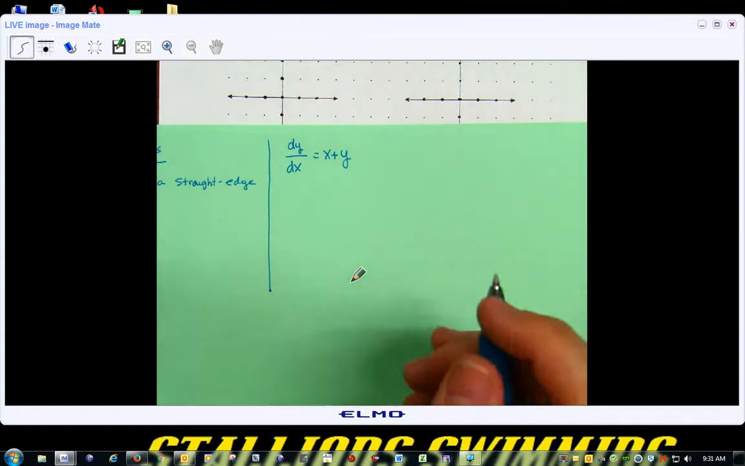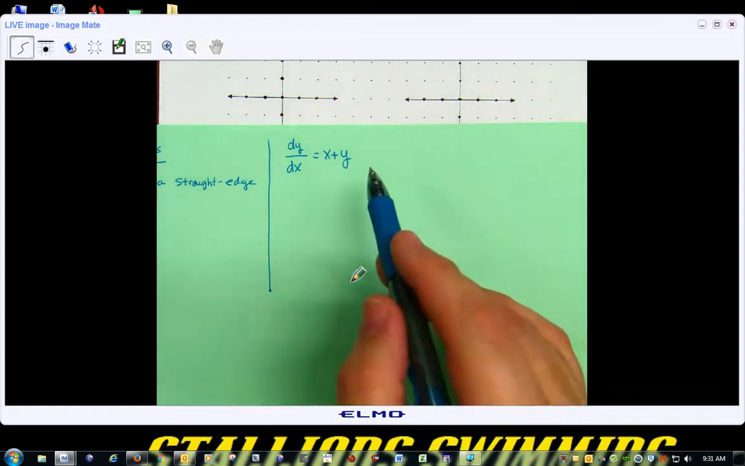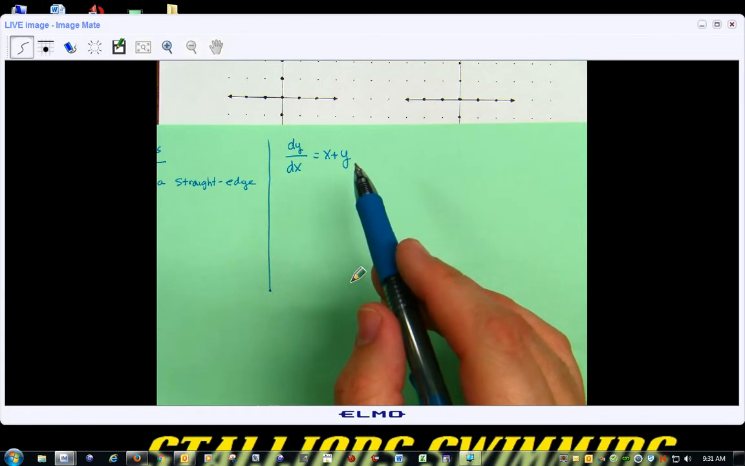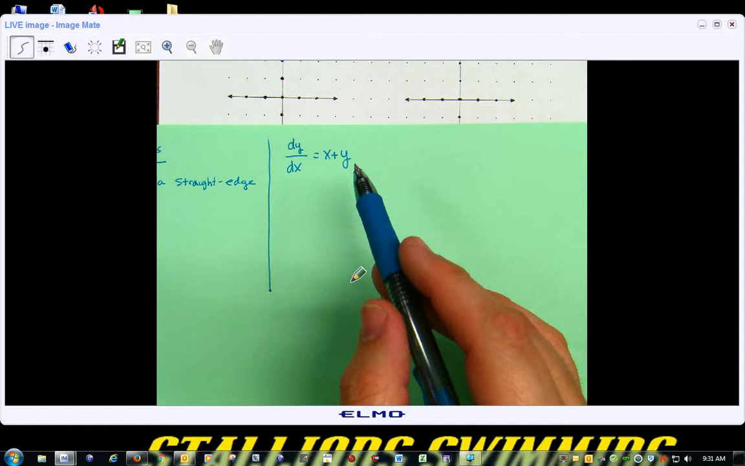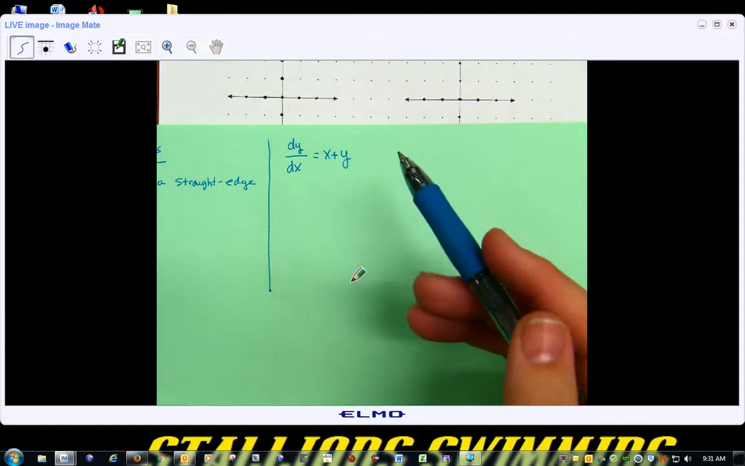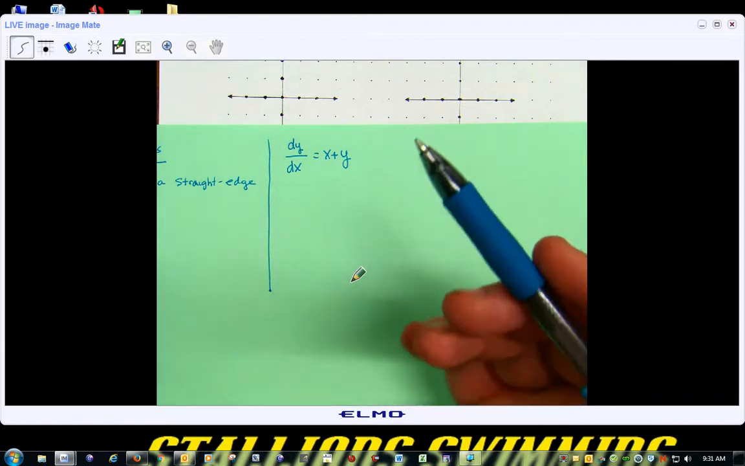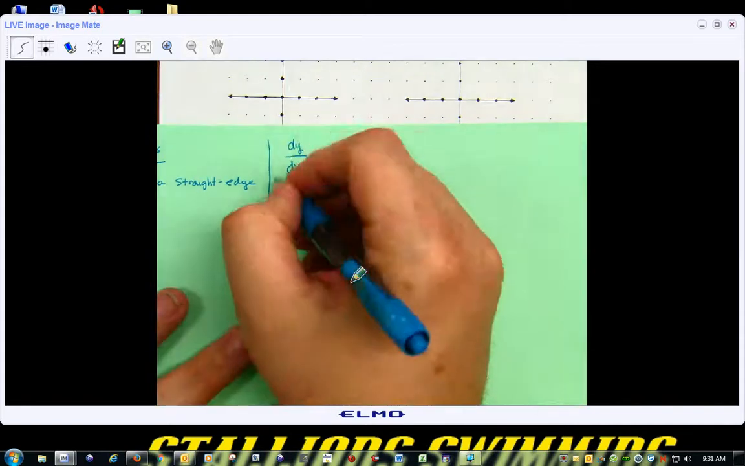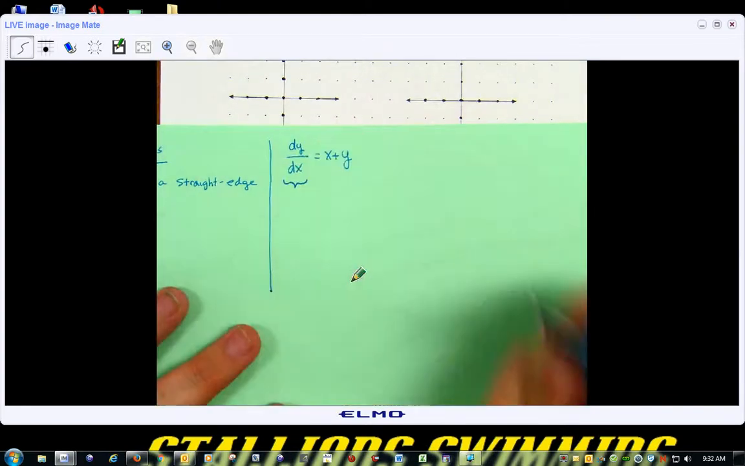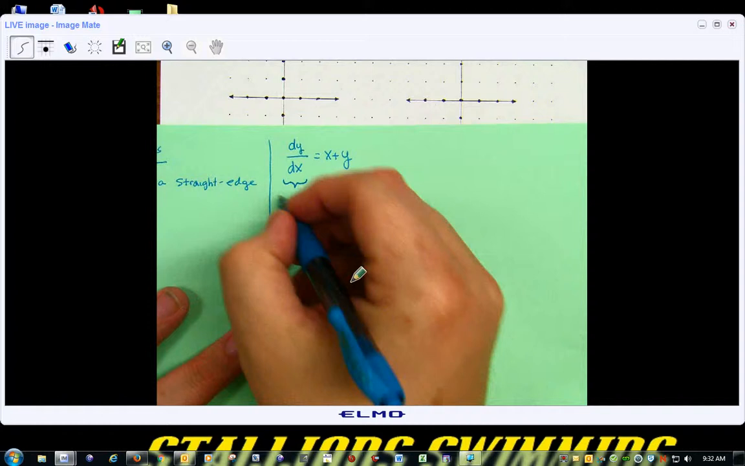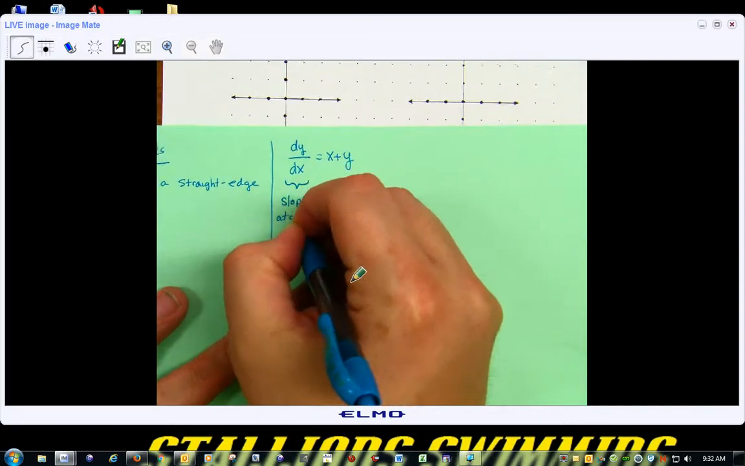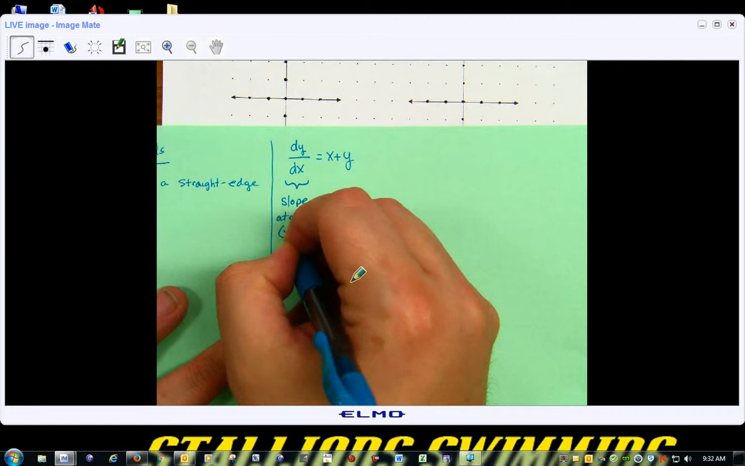Now, this would be a little bit harder to come up with a really good way of integrating. However, we can create a slope field based off of this. The biggest thing is dy/dx is your slope at any x,y point.